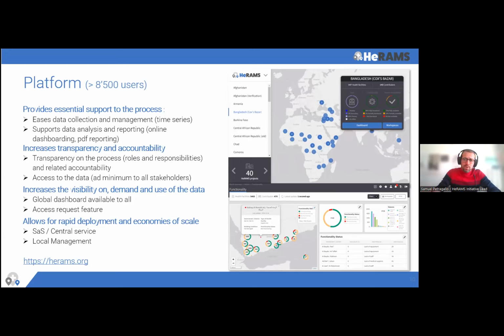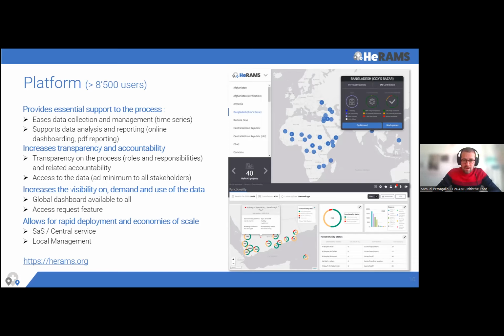A very important aspect for us was also to use that as a means of increasing transparency and accountability on the process. So it is clear through the platform who are the individuals that are assigned roles and responsibilities with regards to this data. And that allows us, or will allow us in the longer run, we hope, to really reinforce the accountability in terms of the quality of the data that is shared through this process.